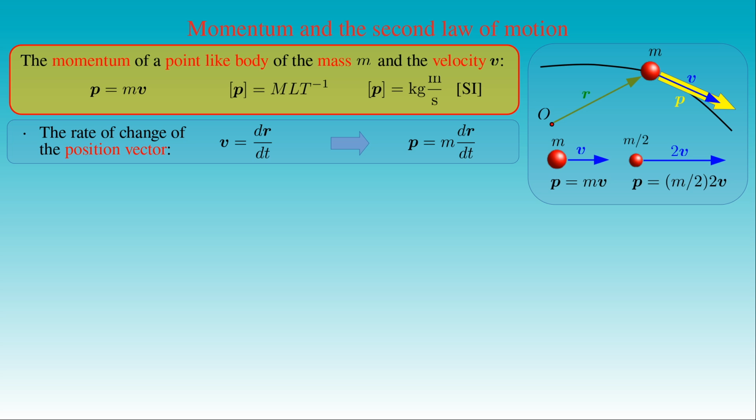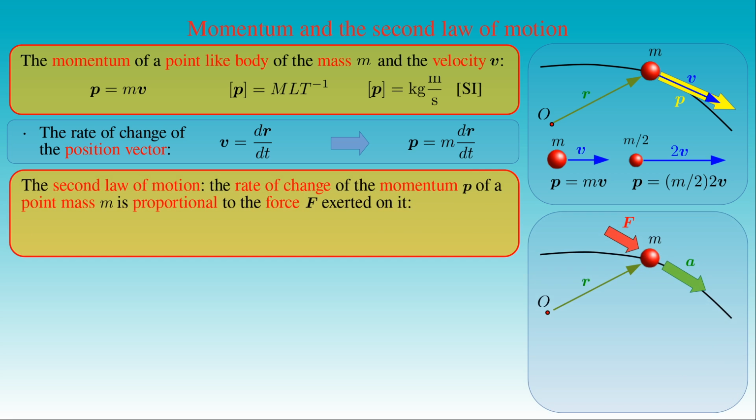In the original formulation of the second law of motion, Newton stated that the change of motion of a body is proportional to the force exerted on the body and it points in the direction along which the force acts. Here the change in the motion must be read as the rate of change of the momentum of the body, that is the derivative of the momentum with respect to time.